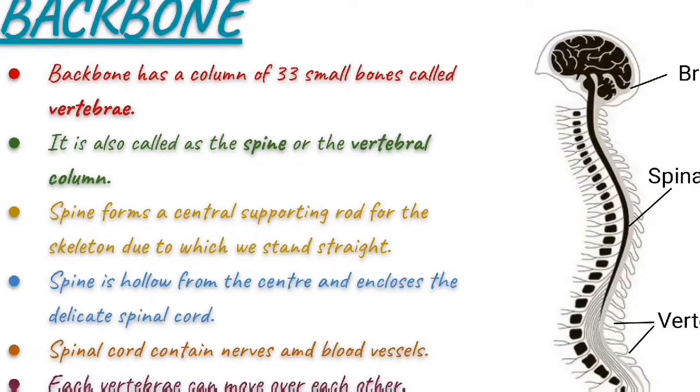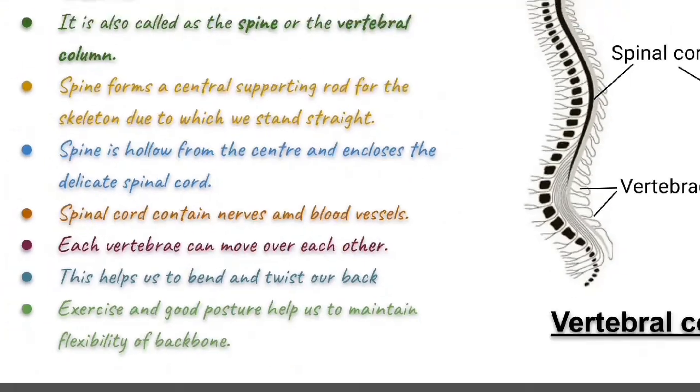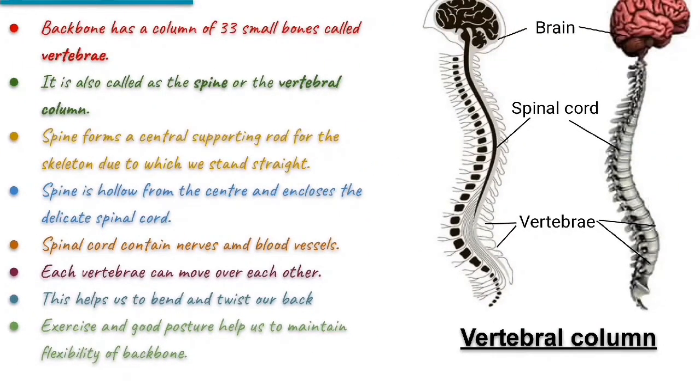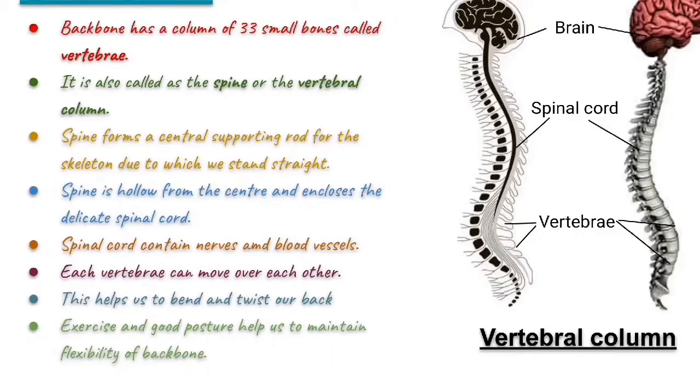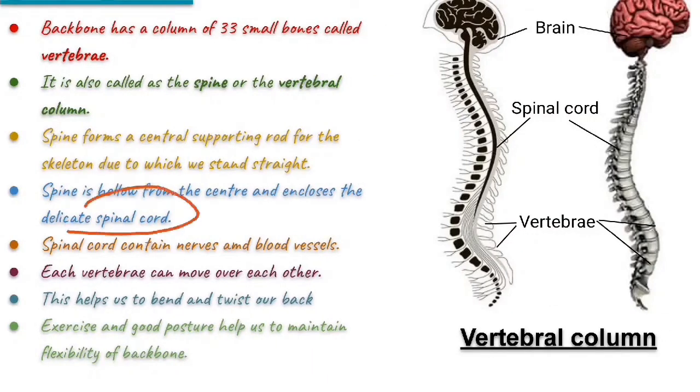Now the spine basically forms a central supporting rod for the skeleton, due to which we stand straight. It is the rod of your whole body, due to which you are able to stand straight. The spine is also hollow in the center and encloses the delicate spinal cord inside it. Cord basically means a thread.